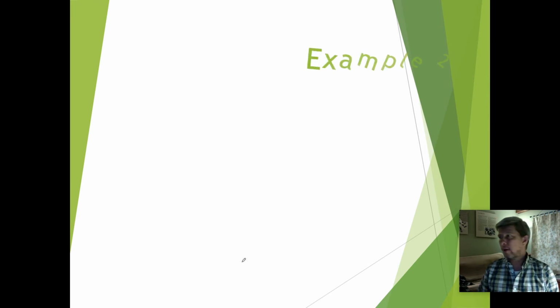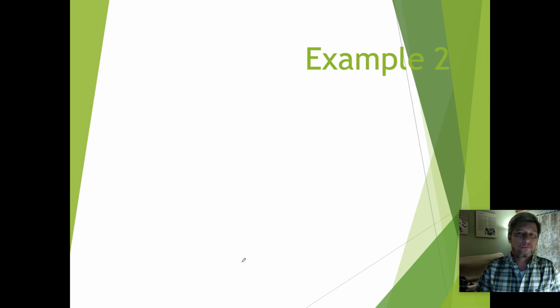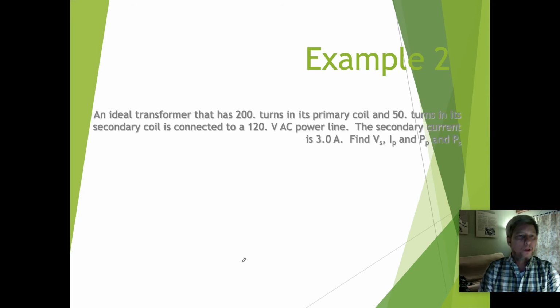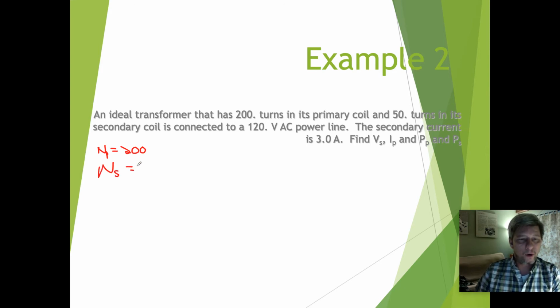So in example number 2, an ideal transformer that has 200 turns in its primary coil, so NP equals 200 turns, and 50 turns in its secondary coil is connected to a 120 volt AC power line.